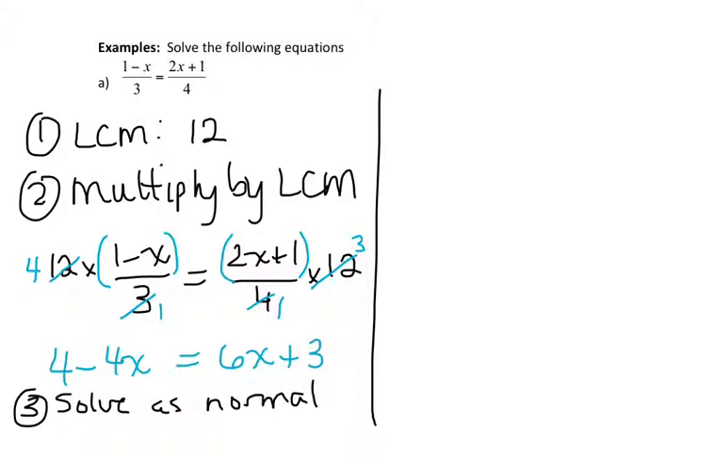And now I've run out of room. So if I'm going to solve as normal, I'm going to add 4x to both sides. That's going to give me 10x on this side. And when I add 4x, that turns into 0. I'm going to subtract 3 to put my numbers together. So when I subtract 3, I'm going to get 1 on this side. Divide both sides by 10. x is 1/10.